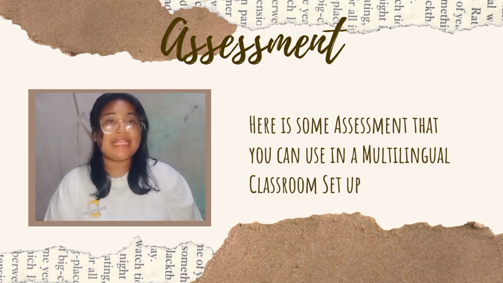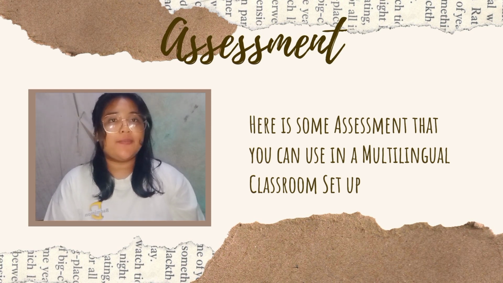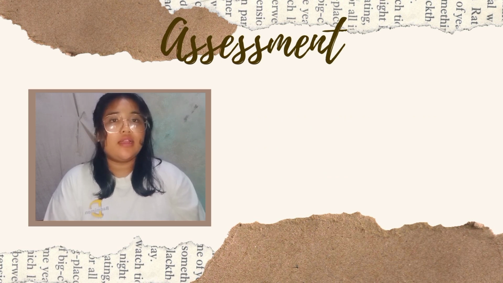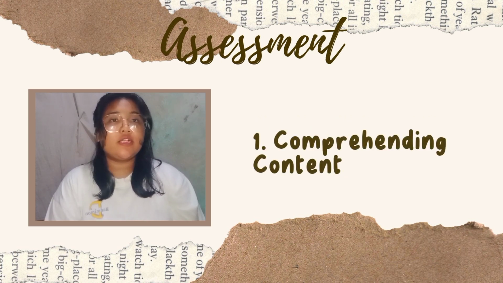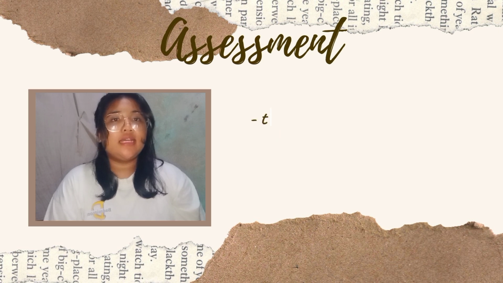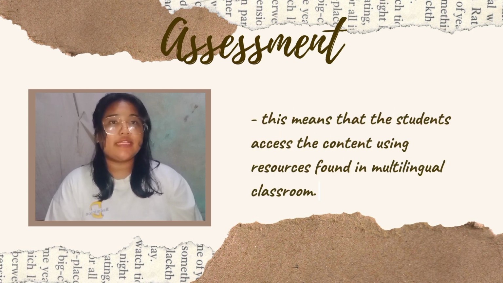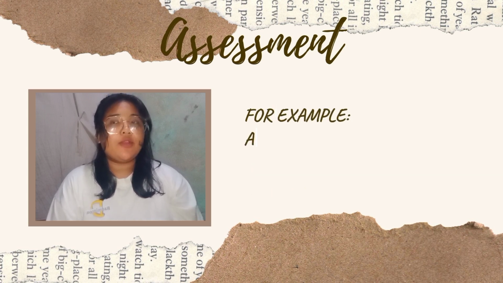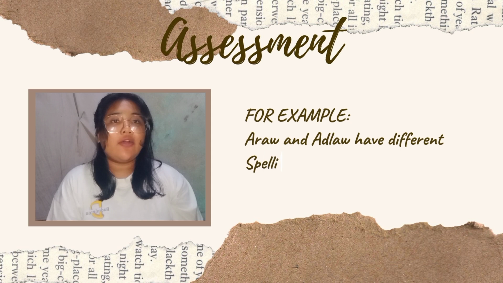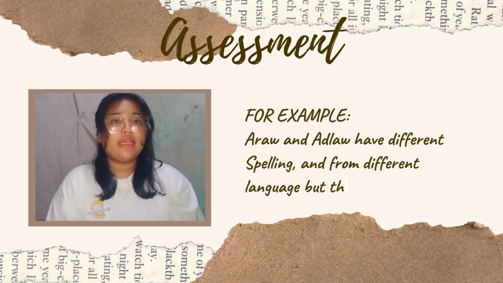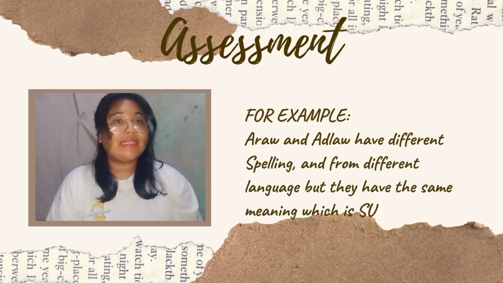Here is some assessment that you can use in a multilingual classroom setup. Number one is comprehending content. This means that the students access the content using resources found in a multilingual classroom. For example, Araw and adlaw had a different spelling and are from different languages, but they have the same meaning, which is sun.